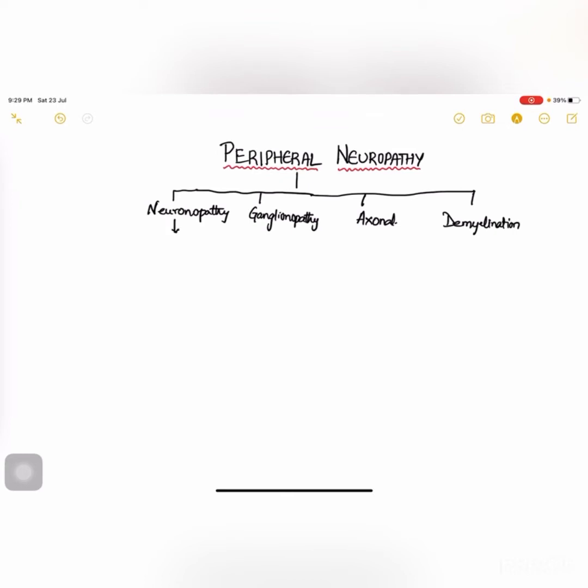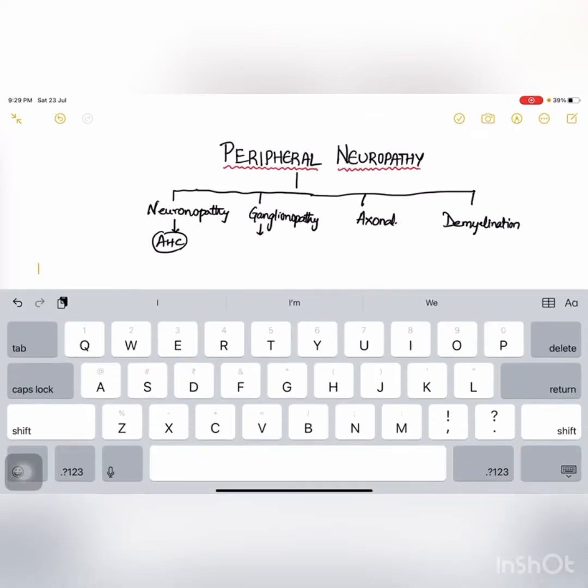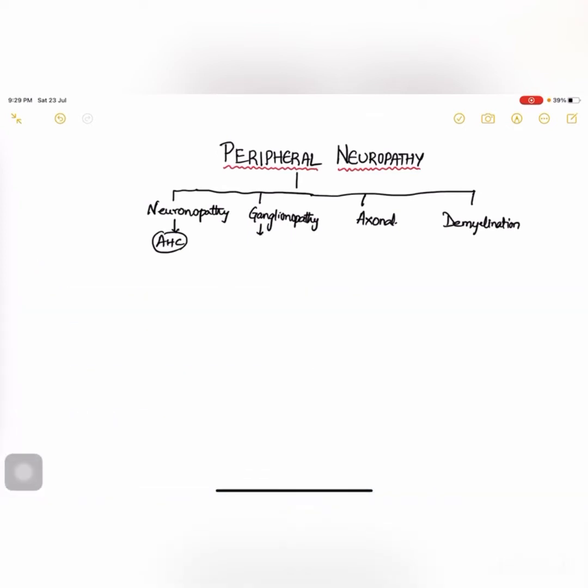Neuronopathy means when the anterior horn cell of the spinal cord gets involved. Ganglionopathy is when the sensory root ganglion is involved. The sensory nerve entering the dorsal part of the spinal cord has a ganglion outside the spinal cord where the sensory root enters. This is the posterior root ganglion or dorsal root ganglion. When the ganglion gets affected, it is called ganglionopathy.